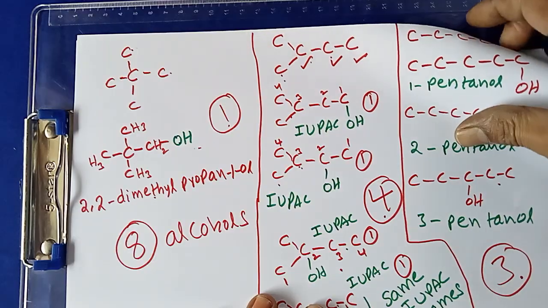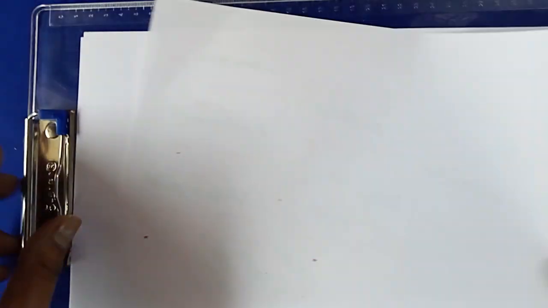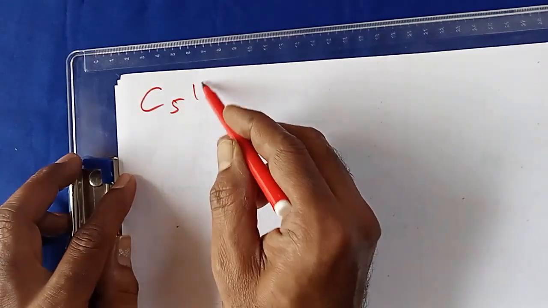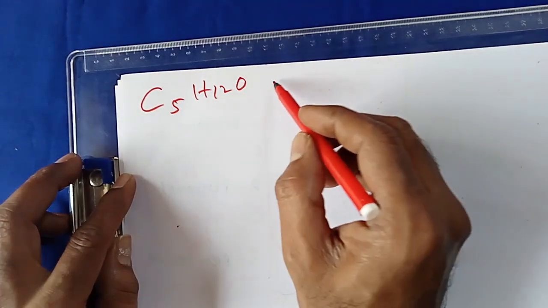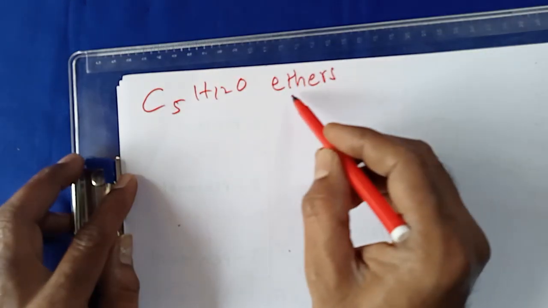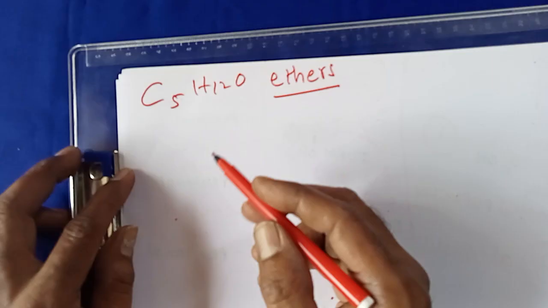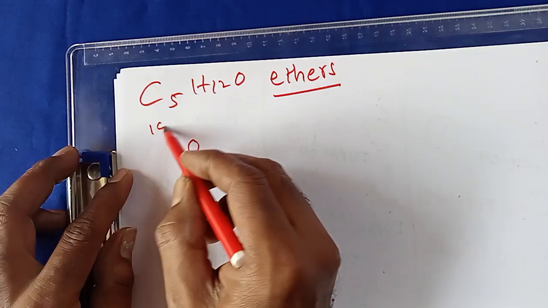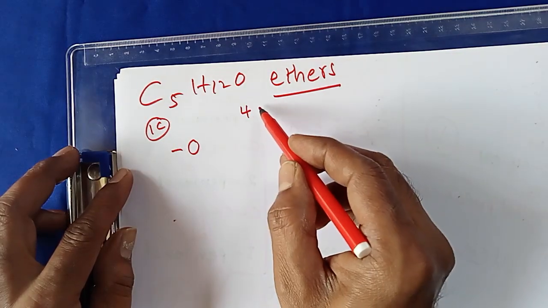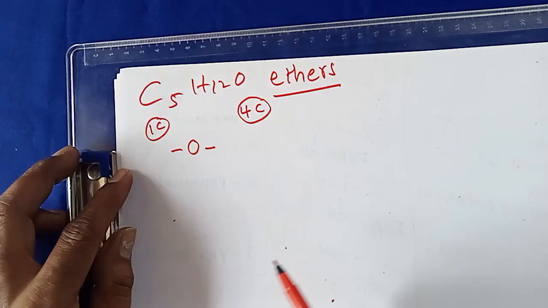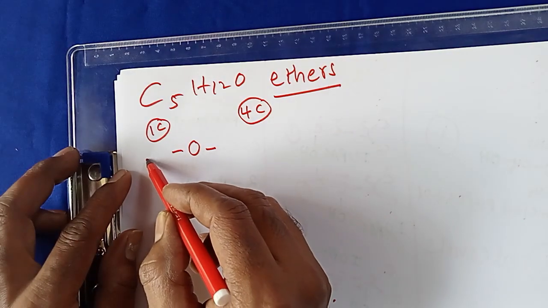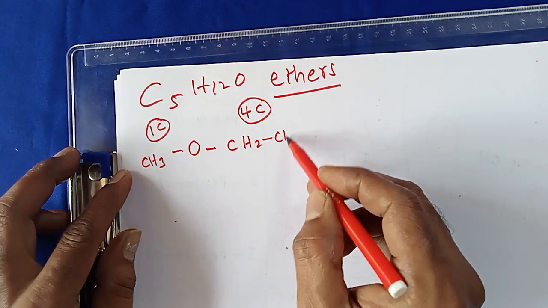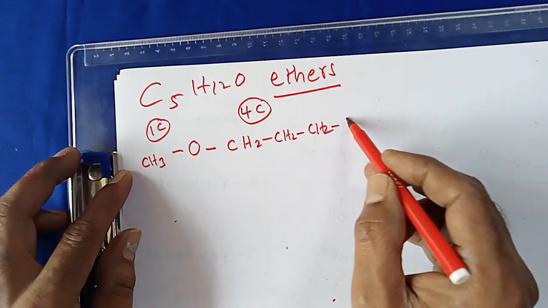The next, number of ethers. C5H12O number of ethers. So this is also how to predict it, technical. First ethers means oxygen. Oxygen, 1 carbon left side, 4 carbons right side. That process. So 1 carbon means this side I written CH3. 4 carbons means what? CH2, CH2, CH2, again CH3.